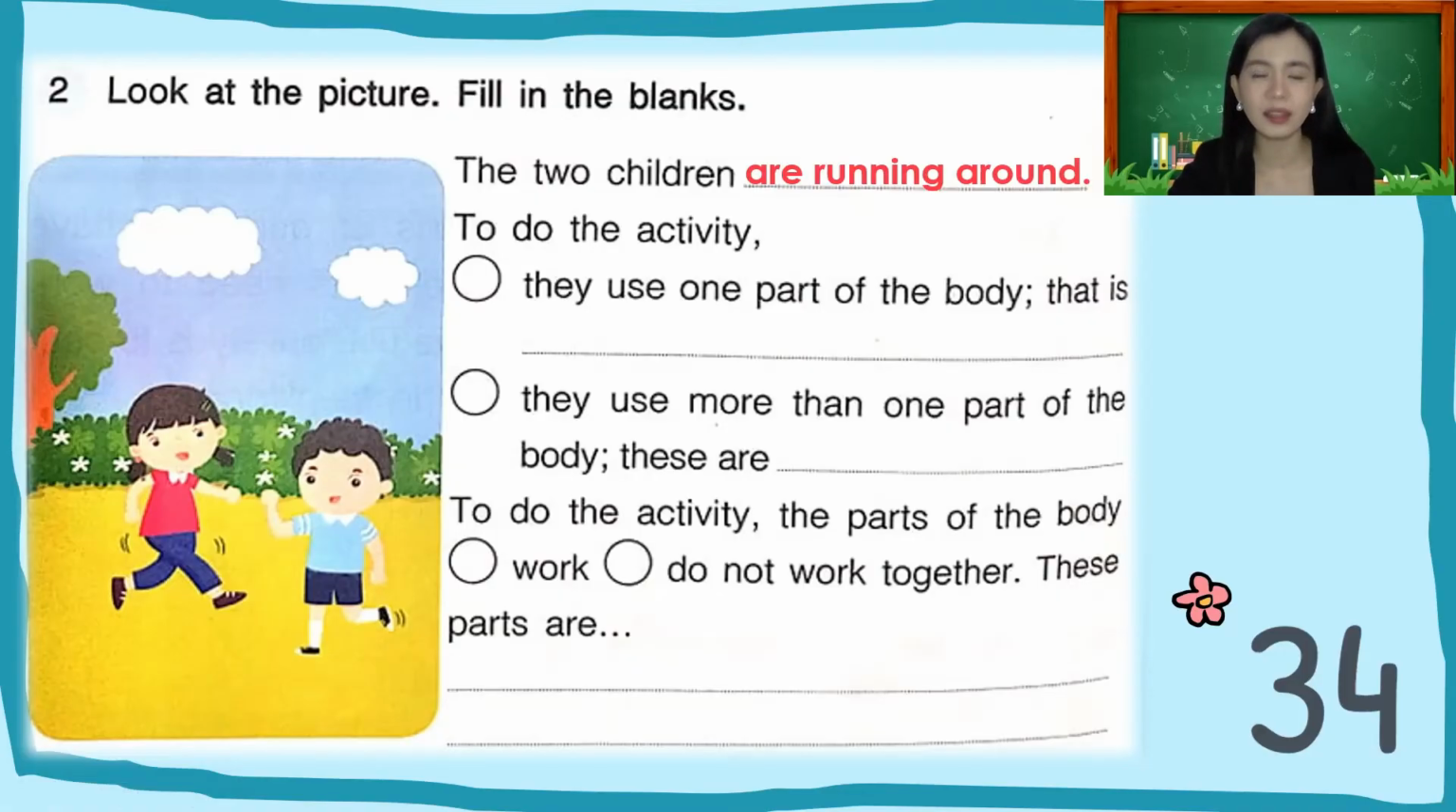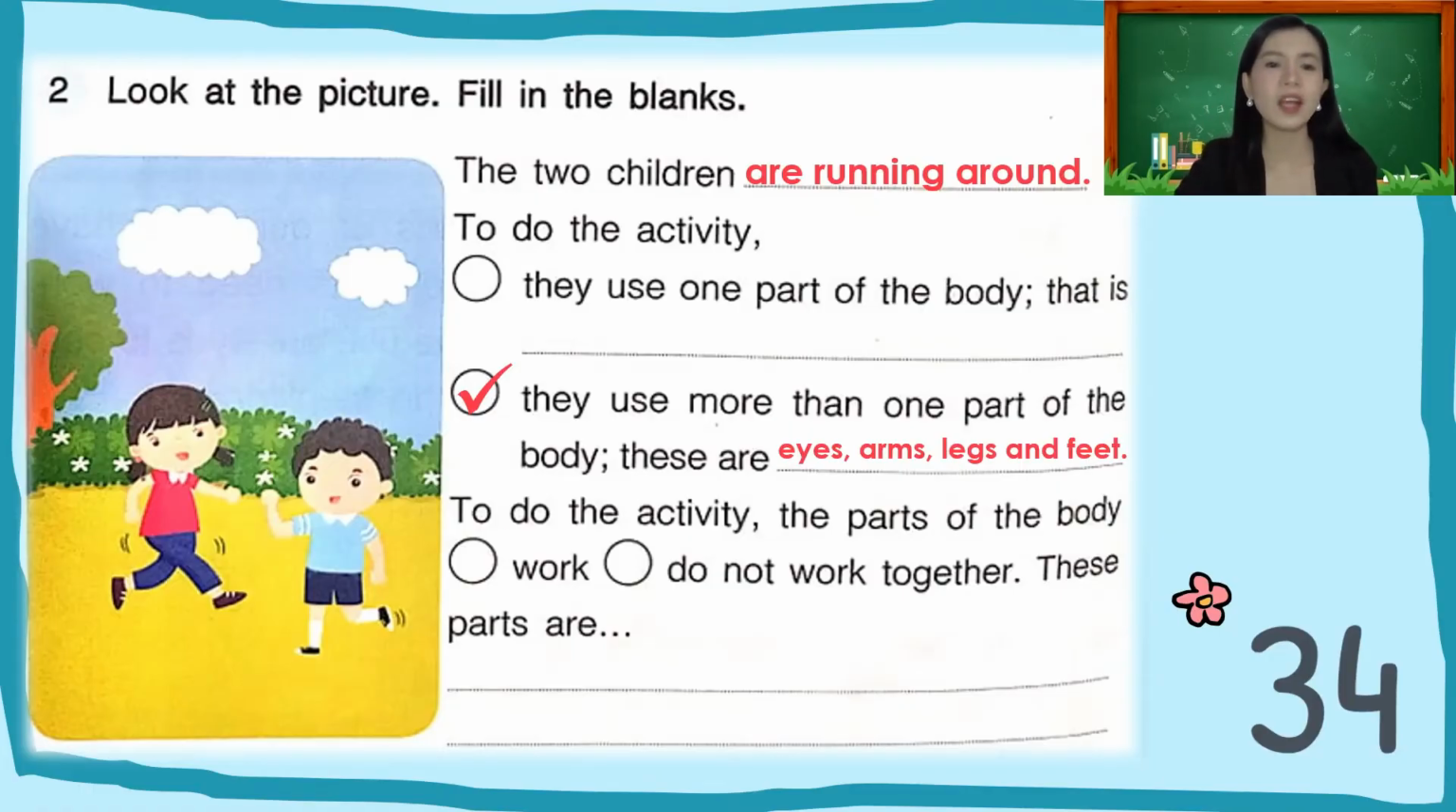What is your answer? If your answer is this one, you tick. Okay, if your answer is this one, they use more than one part of the body, then you tick. Okay, so basically they are running around. They didn't just use one part of the body, but they use more than one part of the body. So what are the parts of the body that they use in running around? They use, of course, their eyes, their arms, legs, and feet.